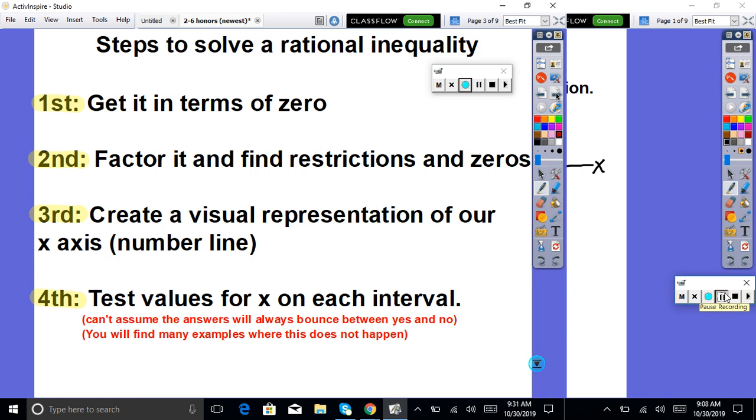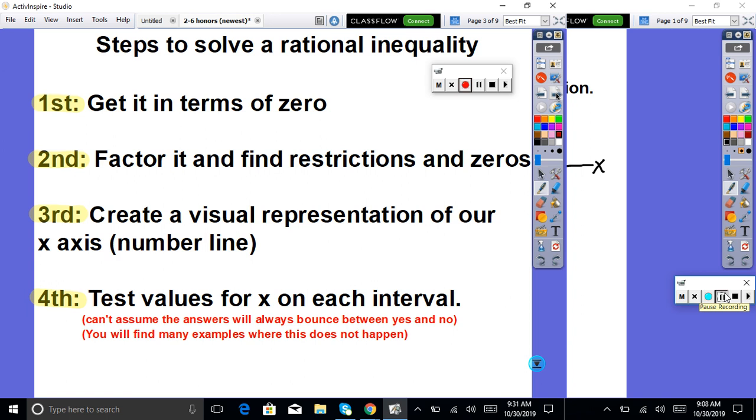Then fourth, test values for x on each interval, just like we just did. Plug it in, see if it's a true statement. If so, then yes, that was part of your domain. Does that make sense? And then we'll just go. Now, you're going to see a lot of times our answers will bounce between yes, no, yes, no, yes, no.